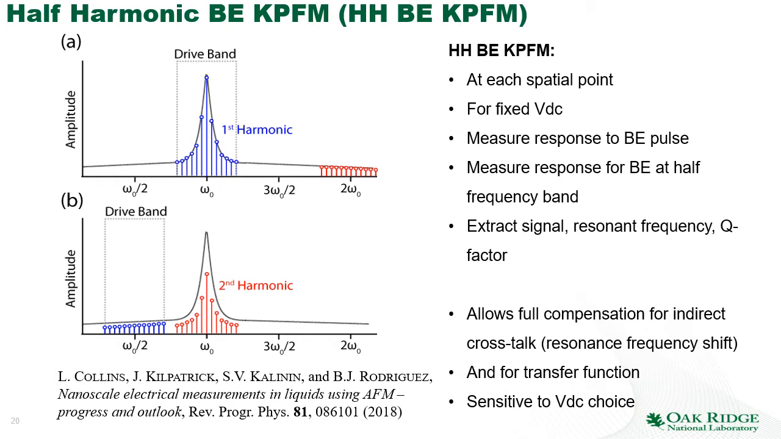So in this case, we measure the first harmonic of the force. In this case, we capture the second harmonic of the force. And the elegance here is that we no longer need to worry about the calibration of the transfer function of the cantilever, because we detect under the same mechanical conditions. So this allows for the full compensation of the indirect crosstalk and transfer function.